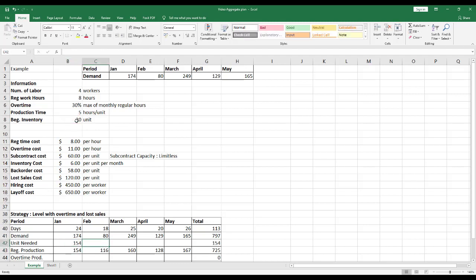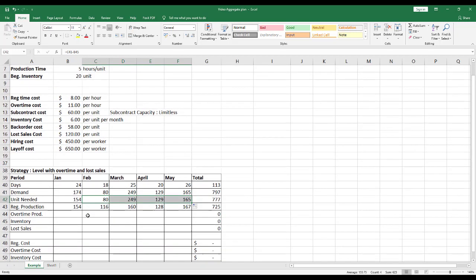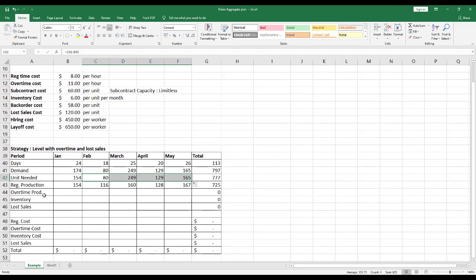and for the second month, because it is using lost sales policy, it only needs demand minus inventory from the previous month. After we have the calculation for unit needed and overproduction, it's time to calculate the overtime production, inventory, and lost sales. Still with the same policy.